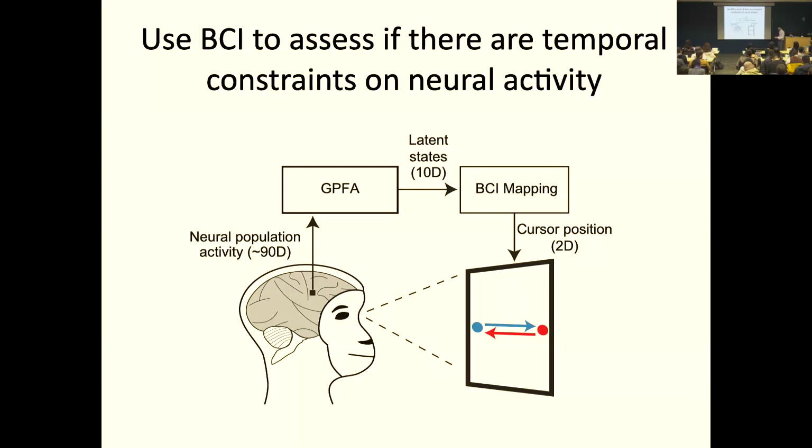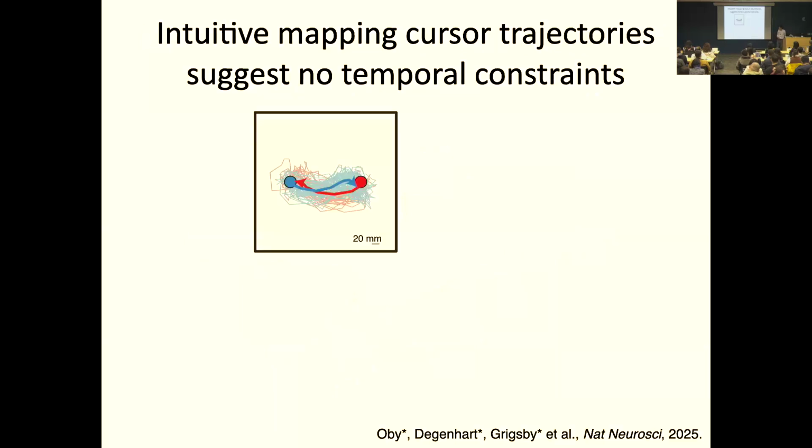Okay, and what we had the animals do was to move the BCI cursor to go between two targets, from target A to target B, from target B back to target A. So here's real data. This is what we call the intuitive projection, which we designed so that the animal could control the cursor as well as possible.